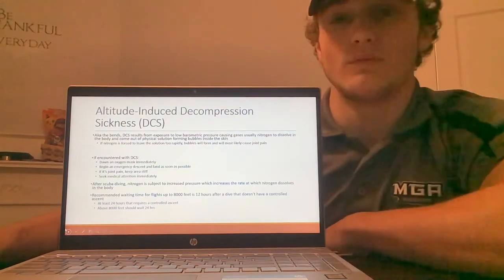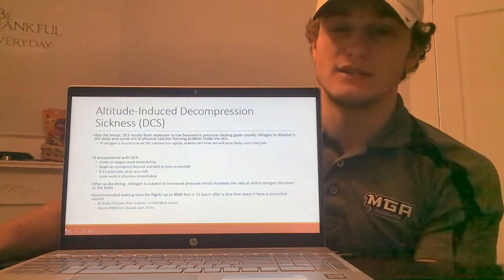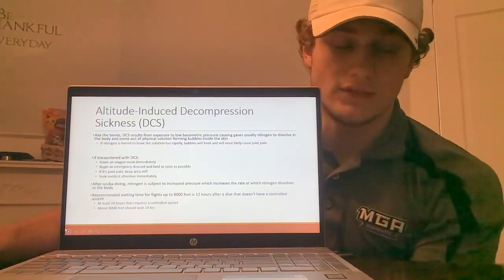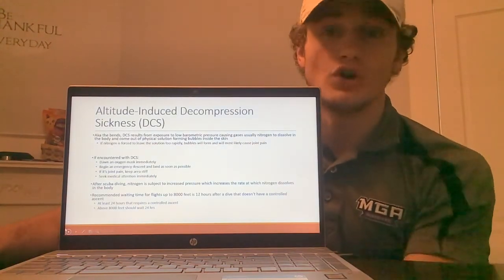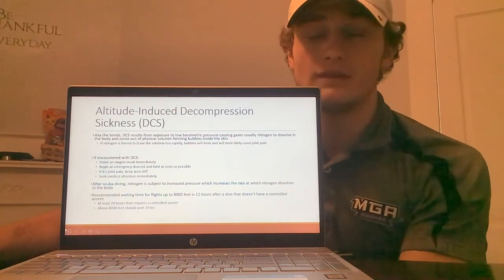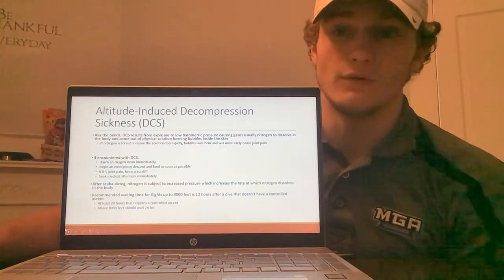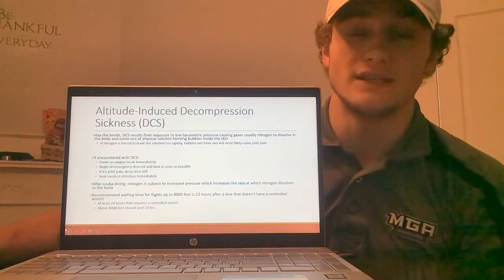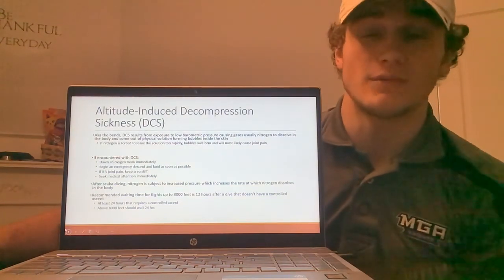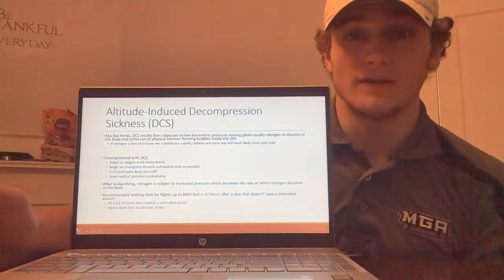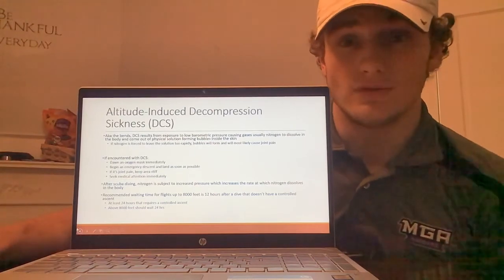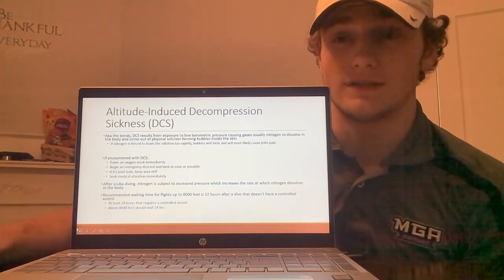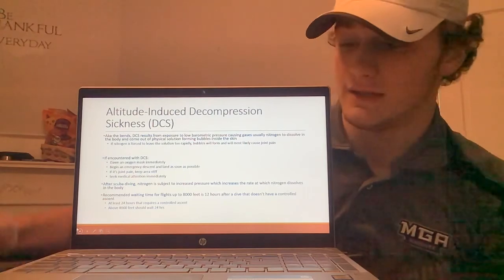And usually this is caused around joints, so if you feel joint pain, don't move it. Don't try to move the bubble around. That'll just make it worse and even more painful. And once you land, you want to seek medical assistance as soon as possible and try to enter a hyperbaric chamber so that they can try to fix the pain that you're in.